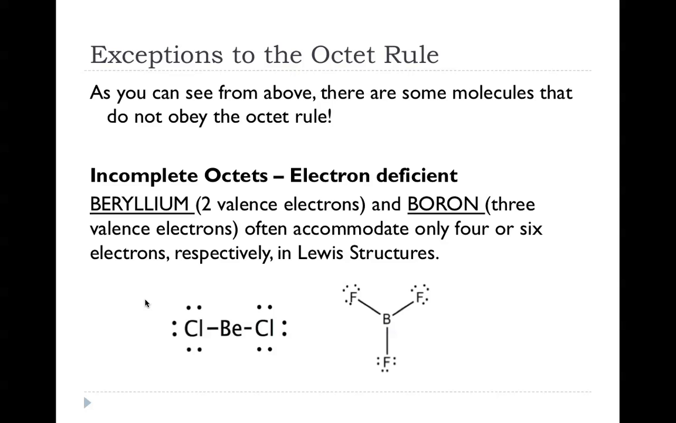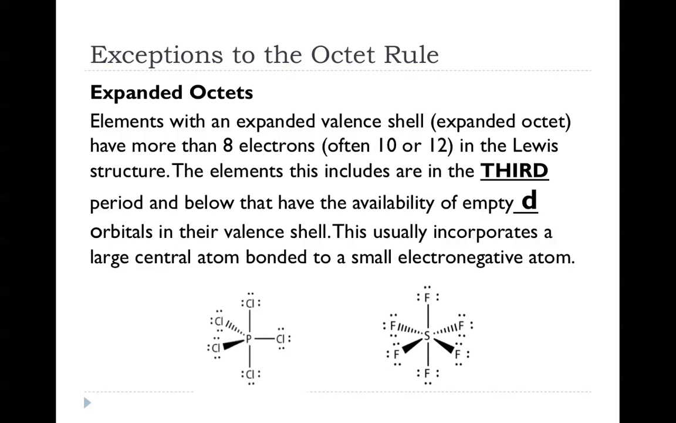Beryllium has 2 valence electrons, boron has 3 valence electrons, and can often accommodate only 4 or 6 electrons respectively. So beryllium needs to make these 2 bonds to have 4 electrons around it, and boron needs to make just these 3 bonds to get 6 electrons around it. Again, this is an exception to the octet rule. Okay, these are 2 that you should definitely be aware of and memorize as ones being electron deficient.